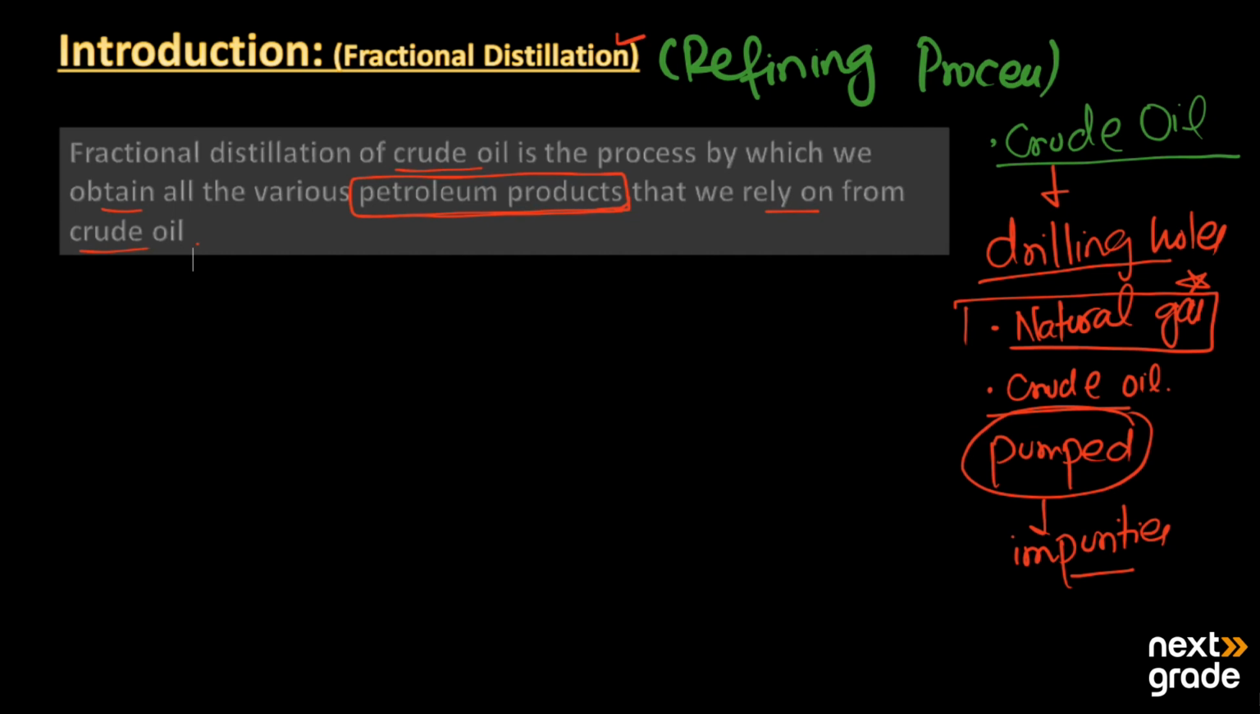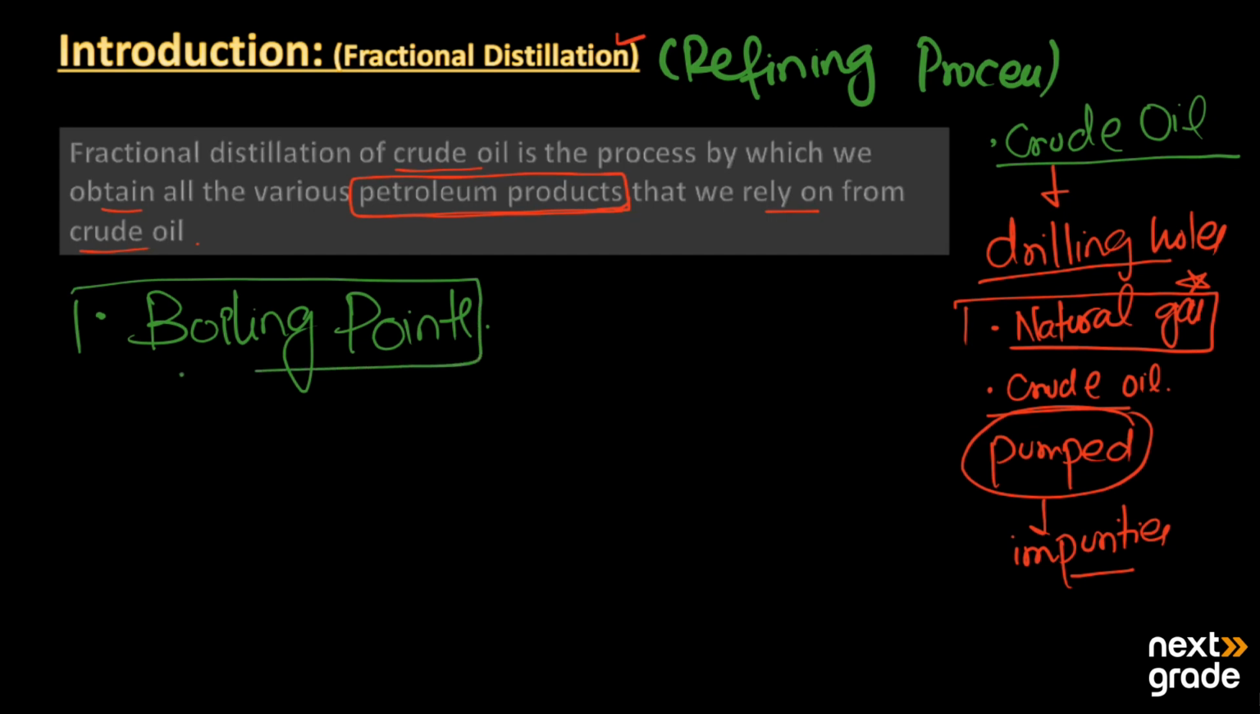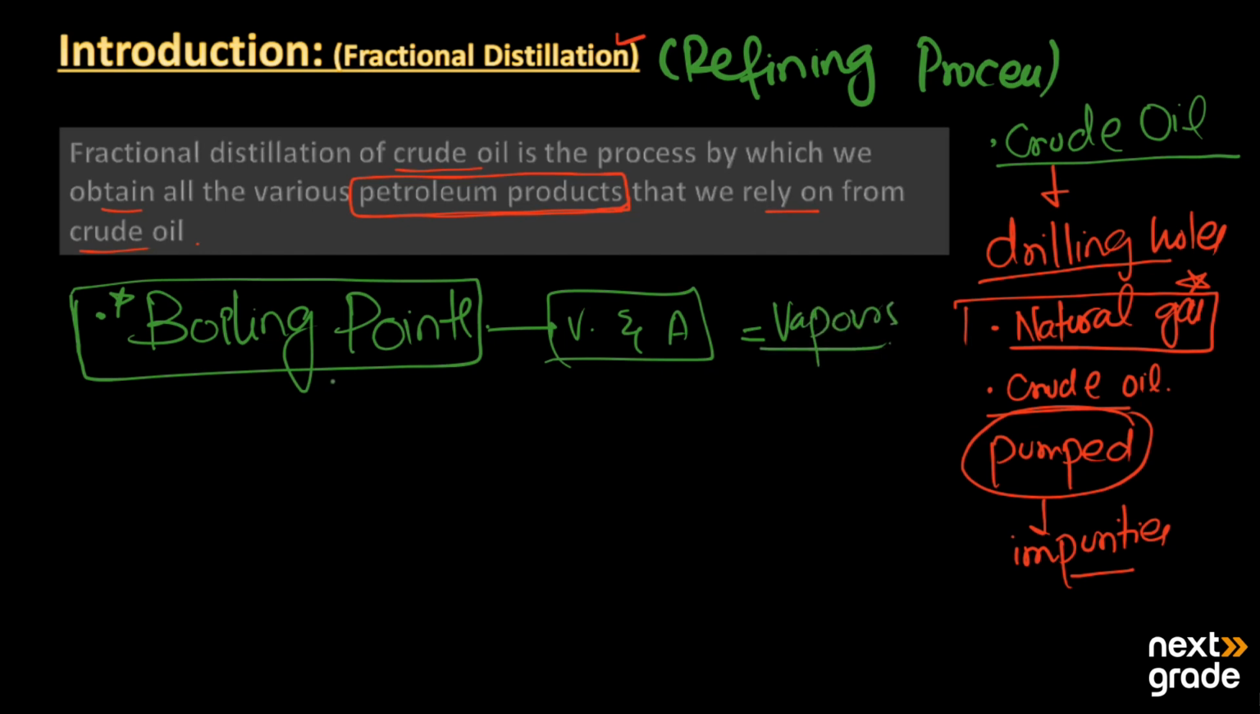Now, what is fractional distillation? The basic principle of the fractional distillation process is the separation of the different compounds on the basis of their boiling points. So it all happens on the basis of the boiling points. The boiling point is the temperature at which the vapor pressure of the vapors and the atmospheric pressure become equal to each other. This is known as the boiling point, the temperature at which the substance starts to boil and changes into vapors. On the basis of the boiling point, the fractional distillation process takes place.